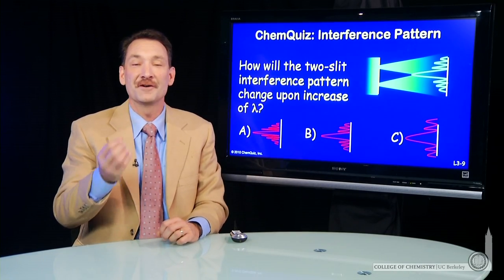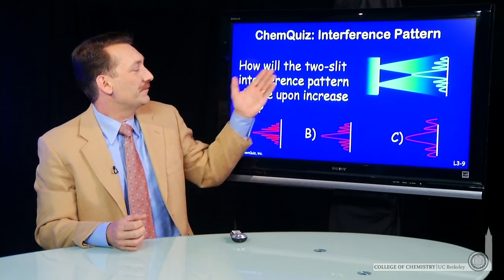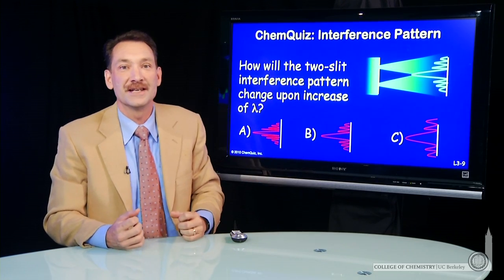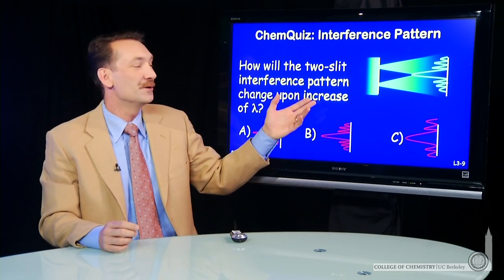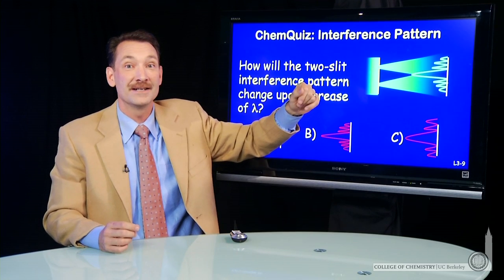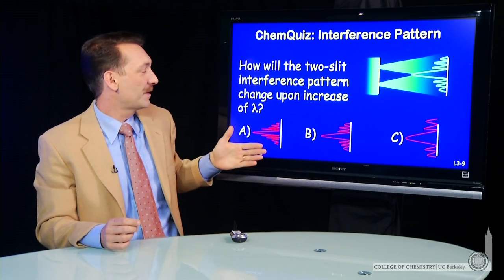So let's think about this interference pattern of light in terms of a chem quiz. So if you shine, say, green light and you obtain this two-slit interference pattern, how would that interference pattern change if you increase the wavelength lambda? So you go from, say, green light to red light, longer wavelength light. How will the interference pattern change?